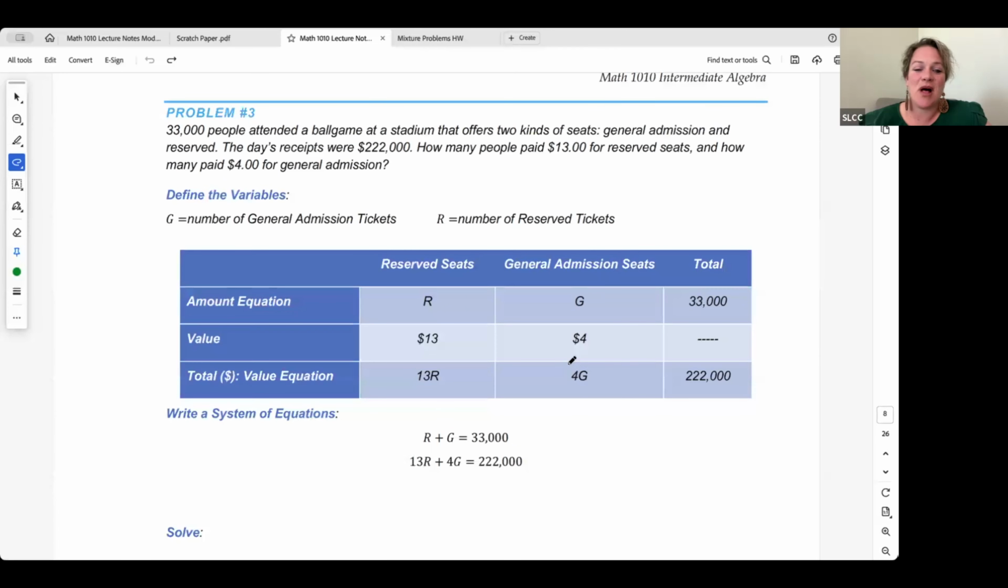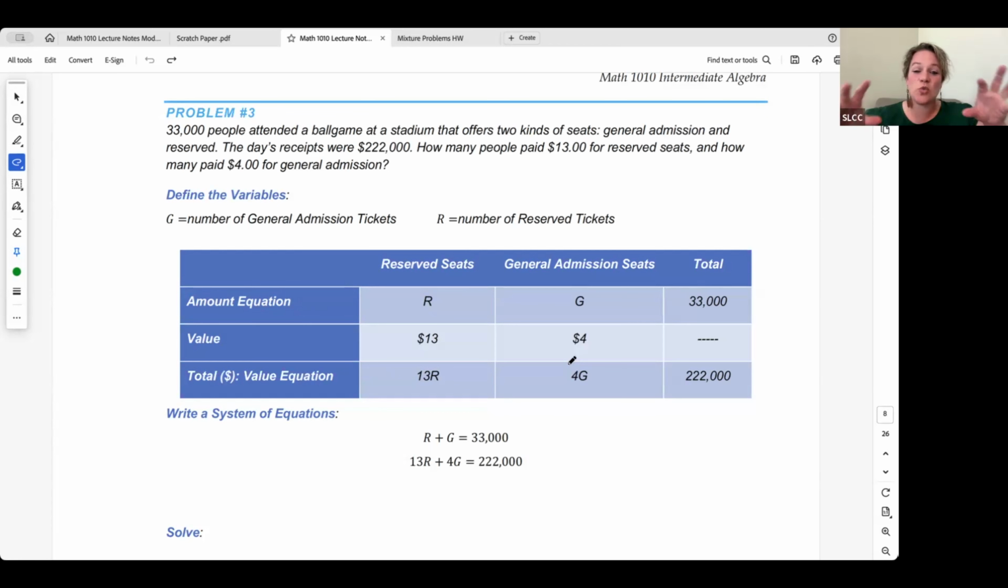Let's look at problem number 3. 33,000 people attended a ball game at the stadium that offers two kinds of seats, general admission and reserved. The day's receipts were $222,000. How many people paid $13 for reserved seats, and how many paid $4 for general admission?